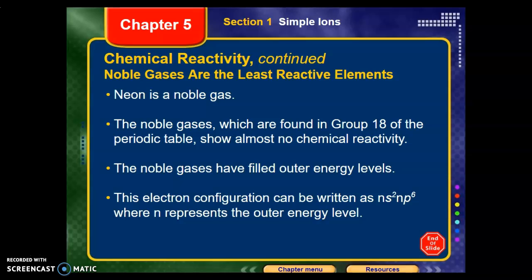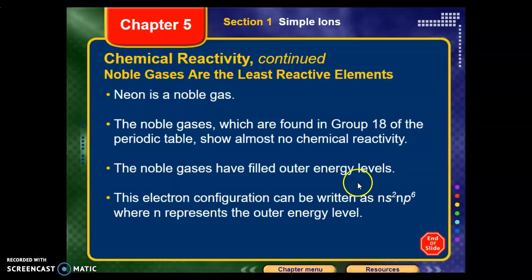Noble gases are the least reactive, meaning that they are in group 18 on your periodic table, or group 8A. They are helium, neon, argon, krypton, xenon, and radon. They are the unreactive elements of their row, and we're going to explore why they're unreactive. The noble gases show almost no chemical reactivity because they have filled outer energy levels.